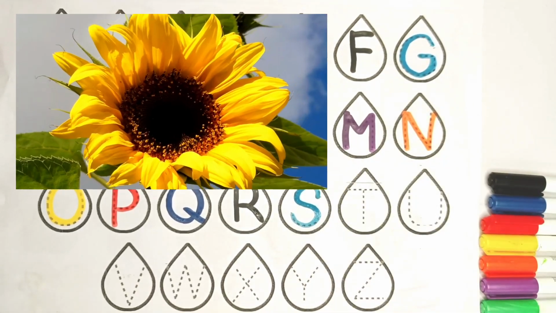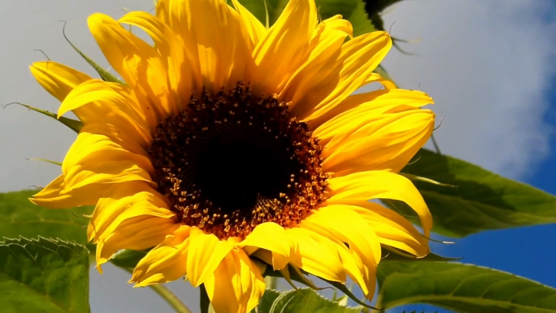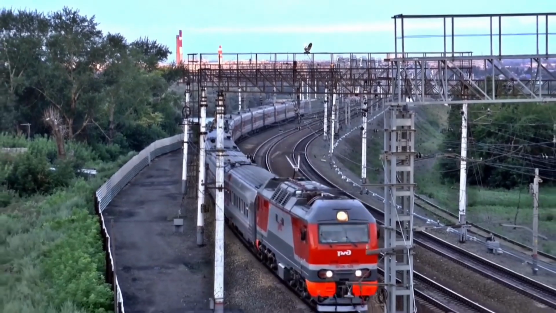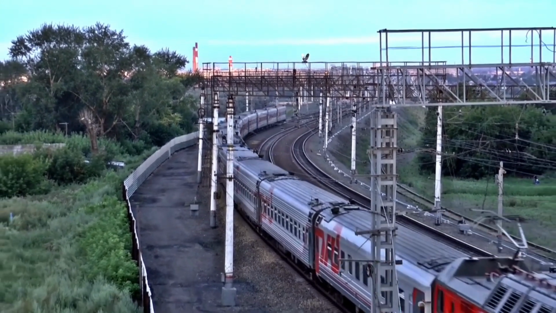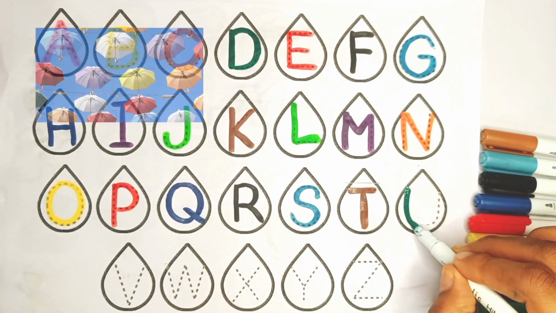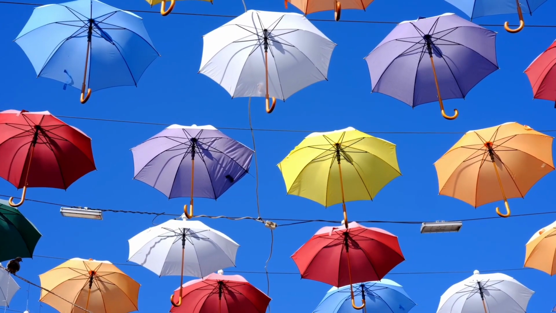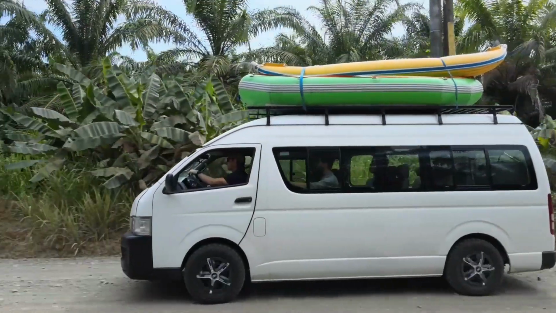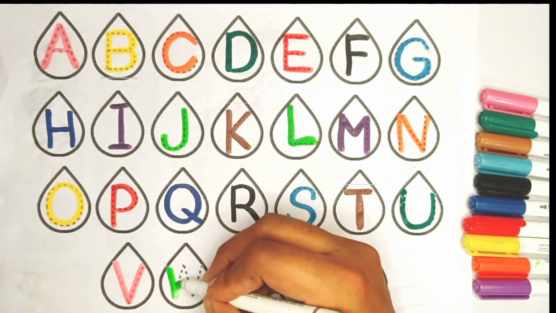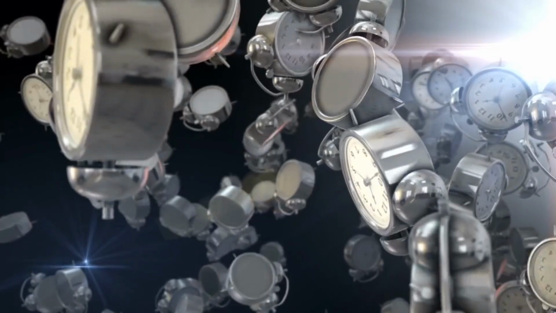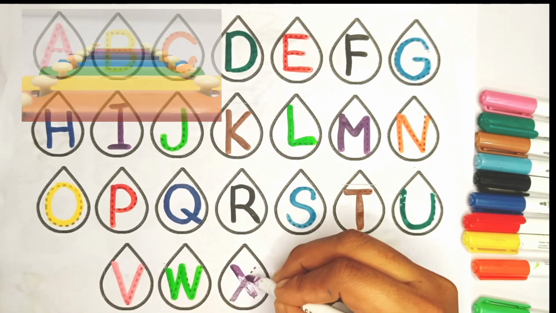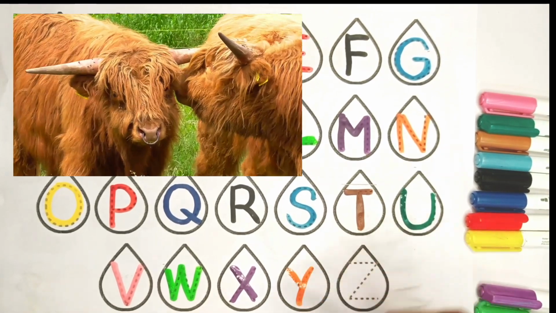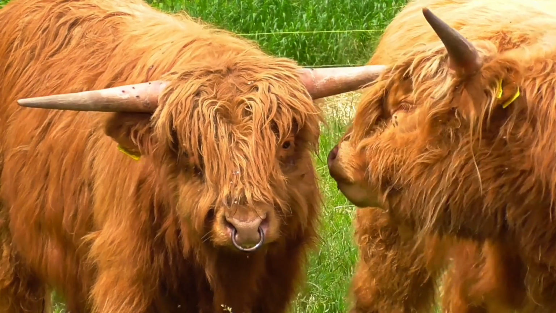S for sunflower. T for train. U for umbrella. V for van. W for watch. X for xylophone. Y means yak.